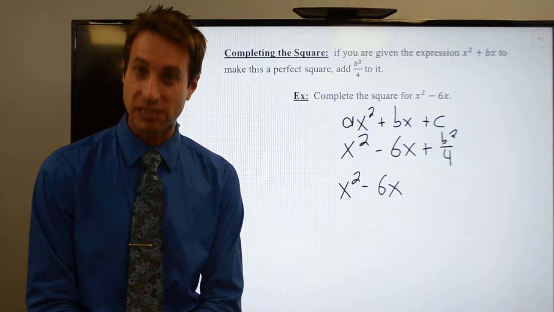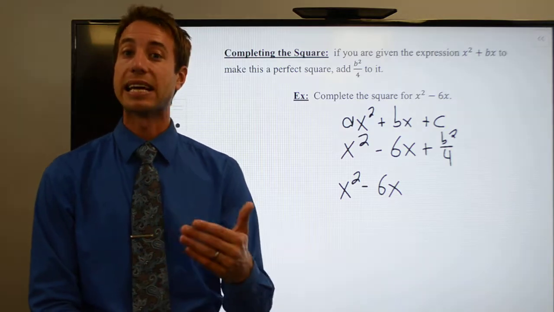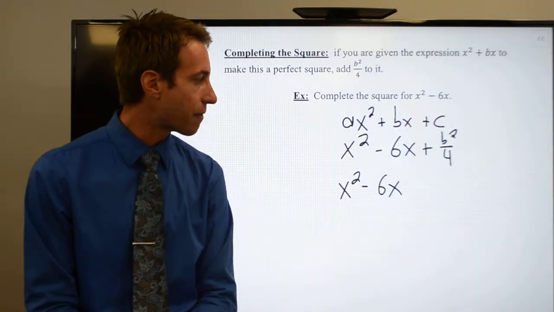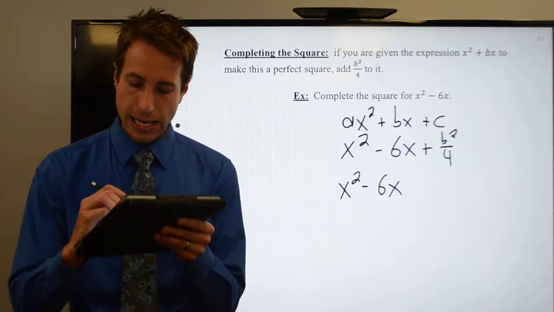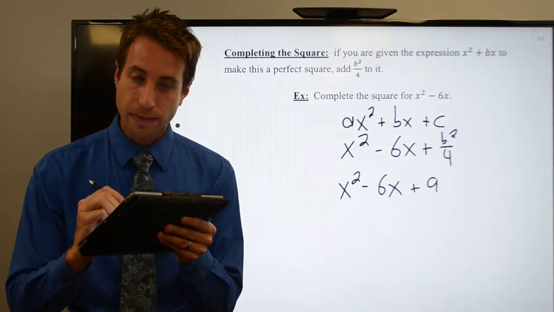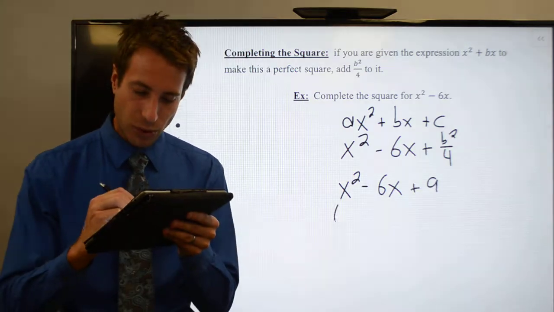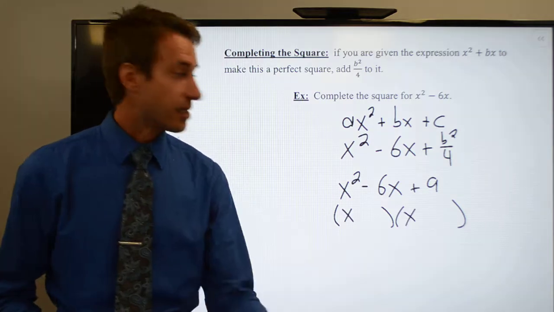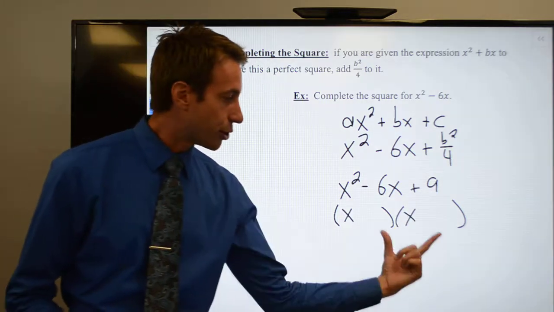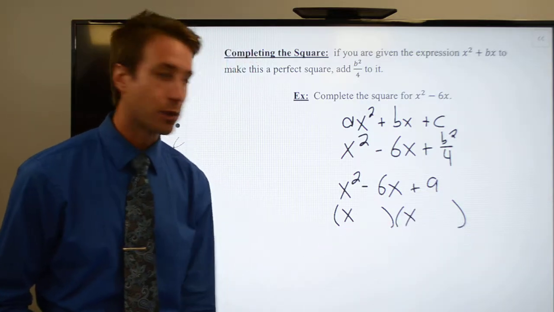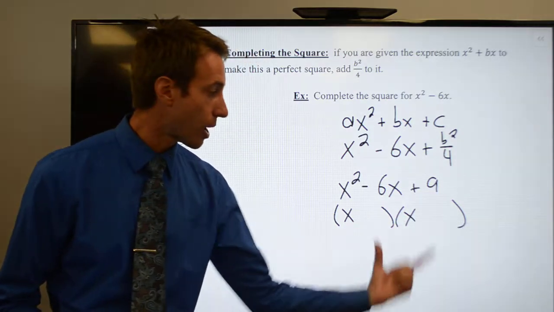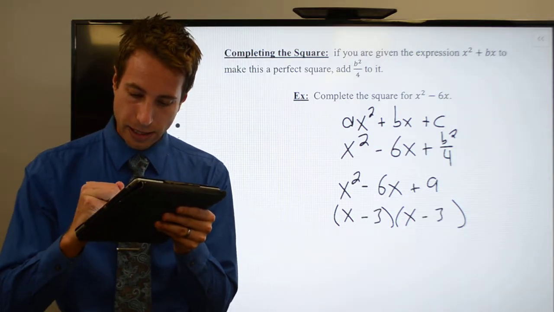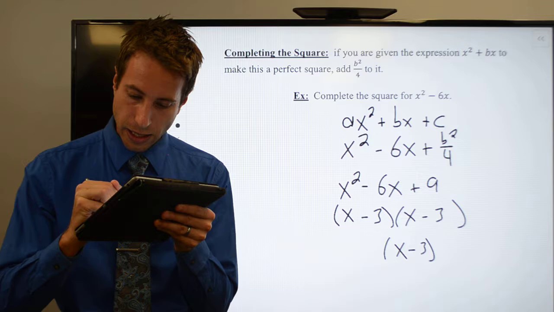Your b is a negative 6. So I'm going to do a negative 6 squared, which would be a positive 36. 36 divided by 4 should be a 9. So I need this to be a 9. And now I have a perfect square trinomial. Since 9 is a perfect square, I need two numbers that multiply to 9, sum to a negative 6. And because this is a perfect square, these two numbers have to be the exact same number. Minus 3, x minus 3 squared.